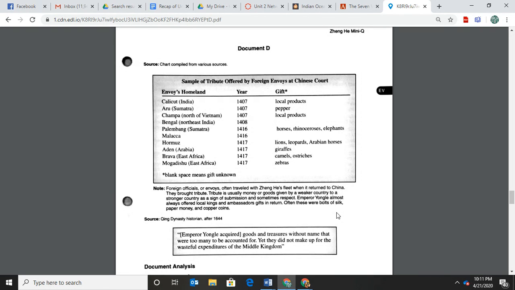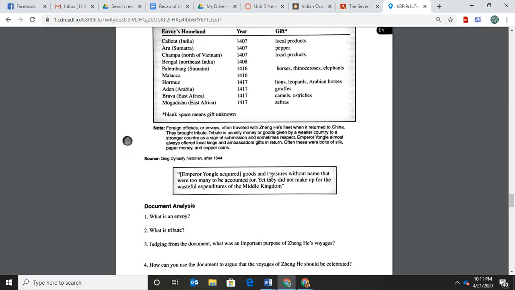They were giving away silk, which is made from a worm, in return for a giraffe. Just kind of funny. The Chinese are just like, let's just give them a piece of silk, let's give them a coin or some of our paper. It says, goods and treasures without name that were too many to be accounted for, yet they did not make up for the wasteful expenditure of the Middle Kingdom.